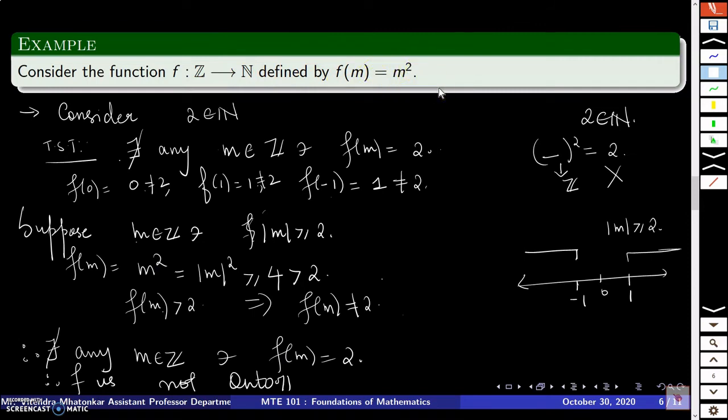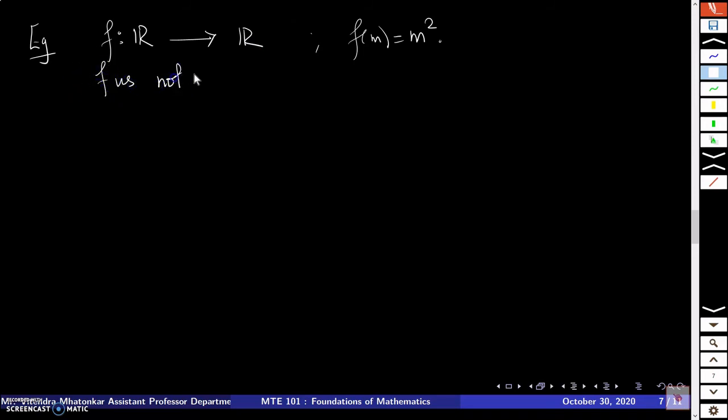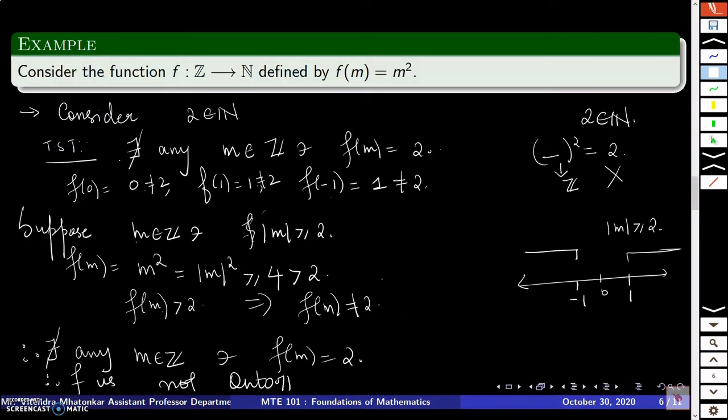Now let me take the same function and we will change its domain and codomain, and let's see what we get. So supposing I pick a function f from R to R defined by f of m is equal to m square. I am only changing the domain and the codomain. Is this an onto function? No, f is not onto, right? Why is this not onto now? Will the same counter example of 2 which we did in the last slide work here?